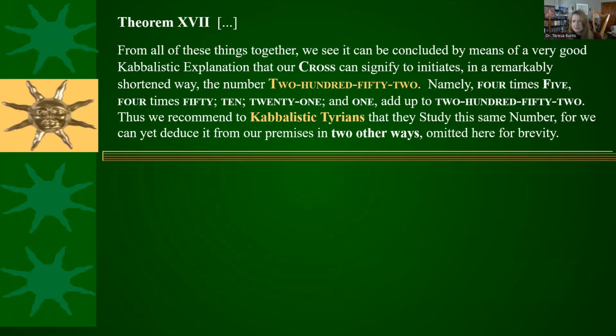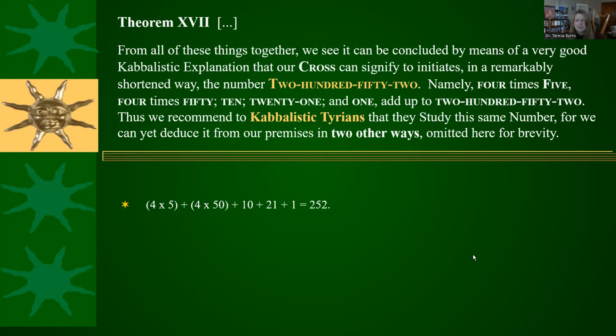He has talked about lots and lots of things. If you're in my class, you know what they are, but if not, we'll skip over them. He says, from all these things, it can be concluded that by means of a Kabbalistic explanation, our cross, the cross of the elements, the cross associated with Tiferet, the light of the cross, the central symbol of his whole set of theorems, can signify to initiates in a remarkable shortened way the number 252. And then he tells you how. He says, namely, 4 times 5, 4 times 50, 10, 21, and 1 add up to 252, which you can do that math yourself. It's like, yeah, that's true, but that seems kind of arbitrary, right?